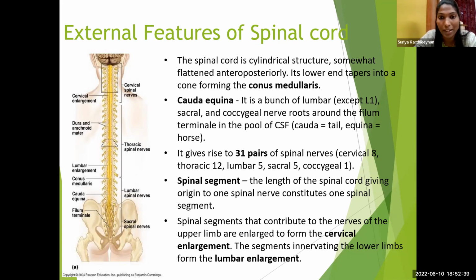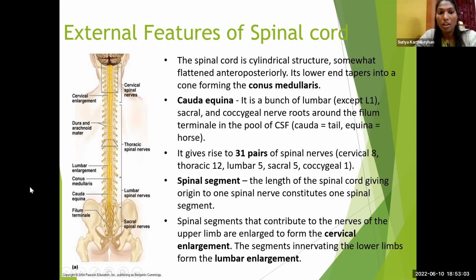Cauda equina is nothing but a bunch of lumbar, sacral, and coccygeal nerve roots around the filum terminale in the CSF. Cauda means tail, equina means horse. It is like a horse tail. The nerve rootlets will be within the CSF along with the filum terminale.